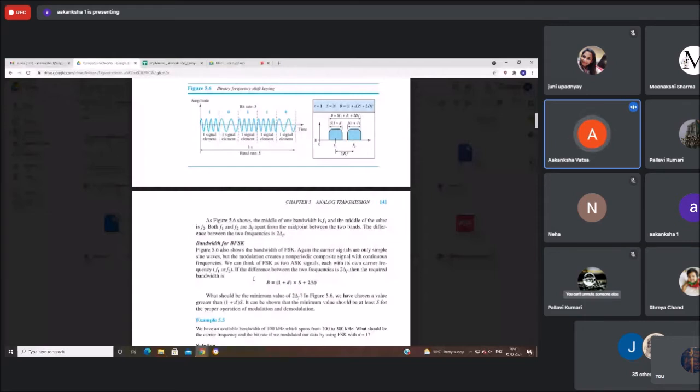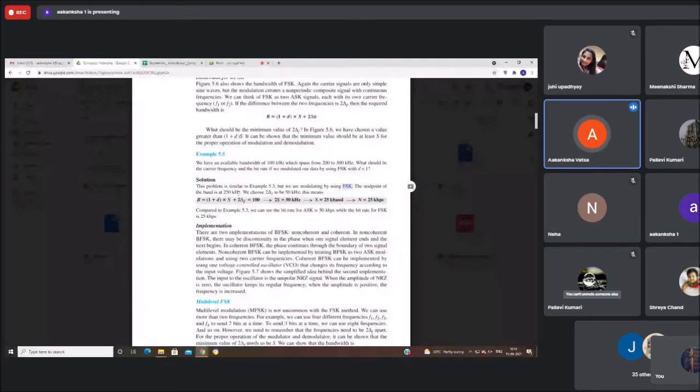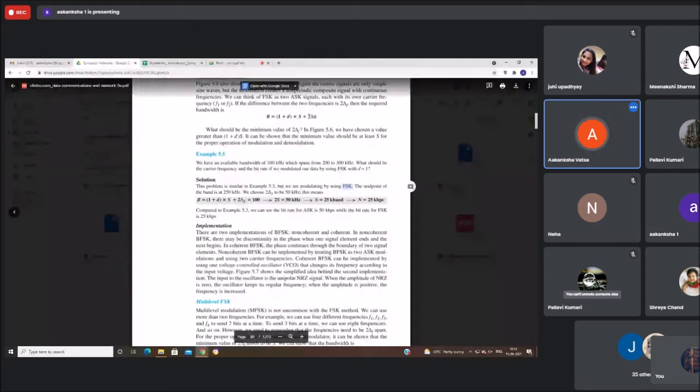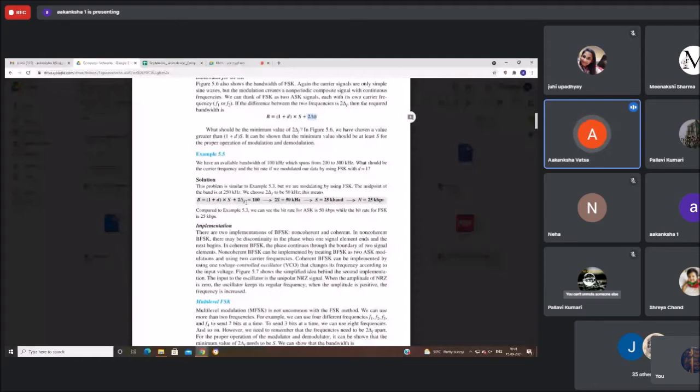So the problem is similar to the previous example, but now we are modulating not using ASK but FSK. The midpoint of the band is 250 kilohertz and we choose 2 delta F to be 50 kilohertz. We said that this 2 delta F, the space between the two spectra, is 50 kilohertz. So 1 plus D into S plus 2 delta F is equal to 100. Why 100? Because we are given that the bandwidth is 100 kilohertz. So B is equal to 100 kilohertz. So this entire formula for B should be equal to 100, with D given to us as 1.